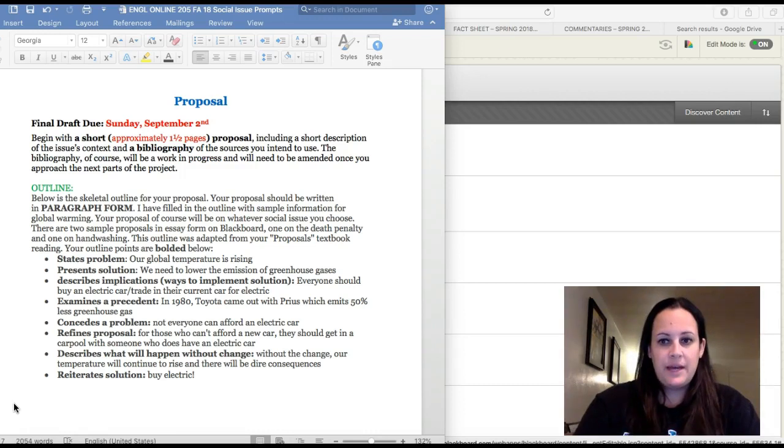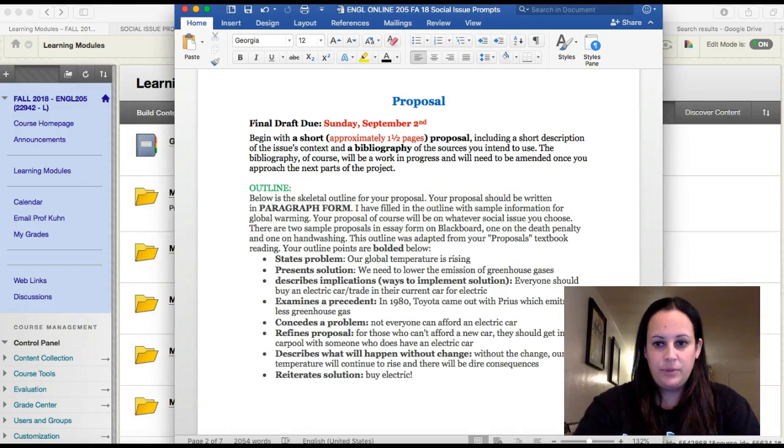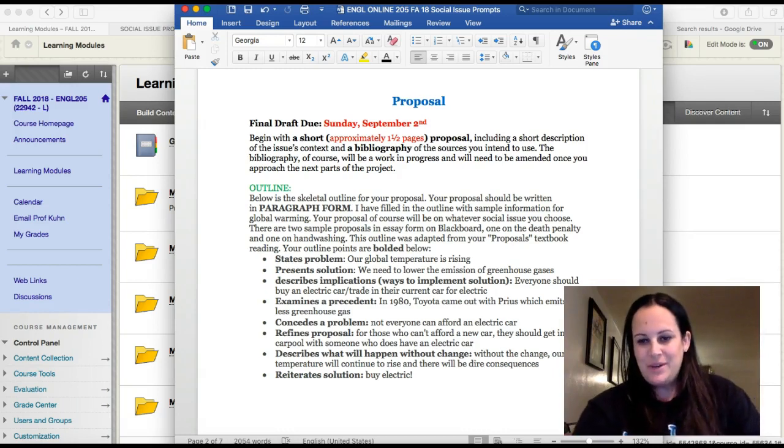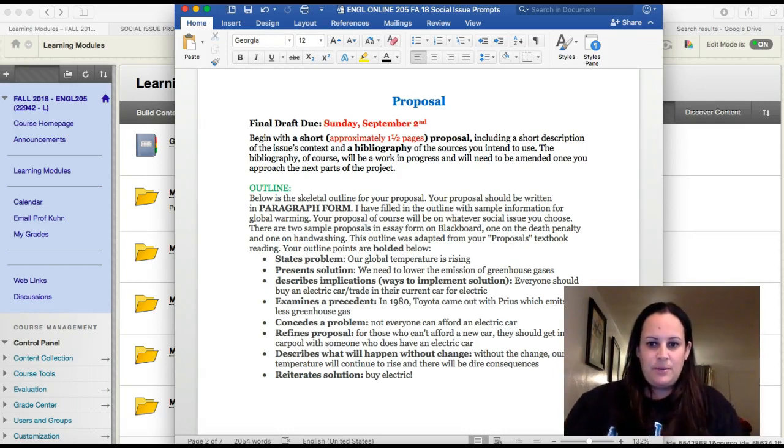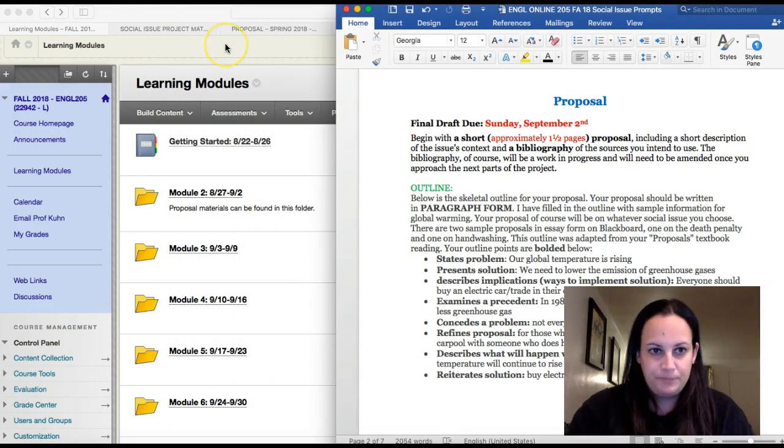All right, and so that is essentially the proposal. What I'll do now is show you a couple of samples. For this semester, for our social issue projects, I have two samples, one on the death penalty, like capital punishment, and the other on hand washing. These samples will stay with you through every single project in the social issue unit. For example, you'll see the two samples for the proposal, then for the profile, fact sheet, and commentaries, just so you can understand the structure here.